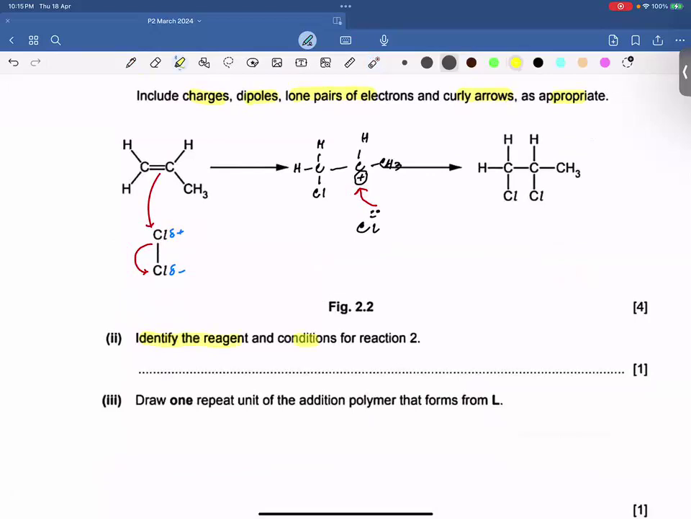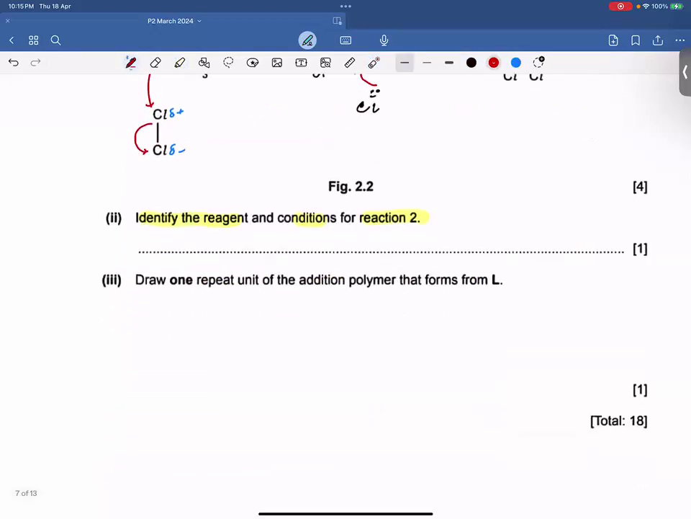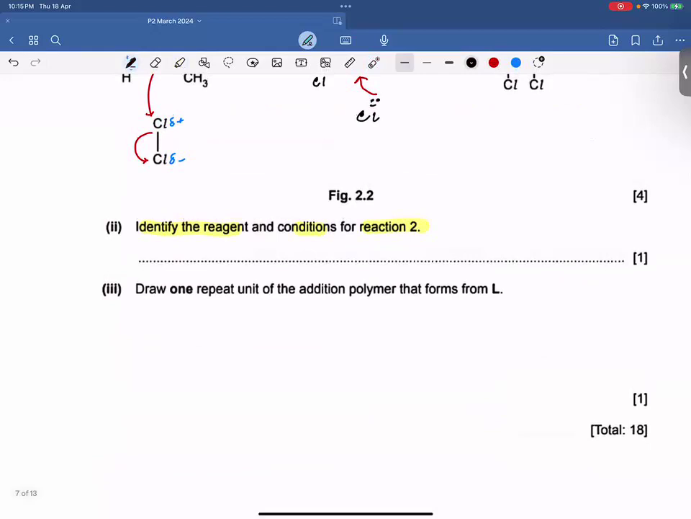Identify the reagents and conditions for reaction 2. Reagents: ethanolic solution of NaOH, that's the reagent, and the condition is reflux, or heat and reflux.